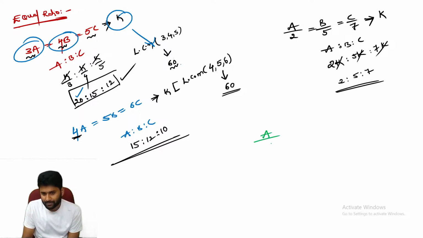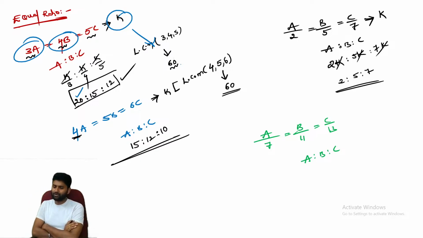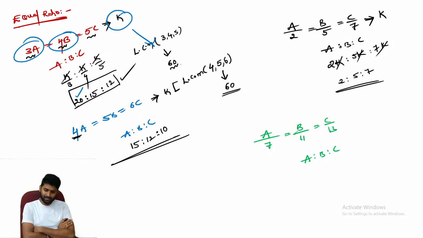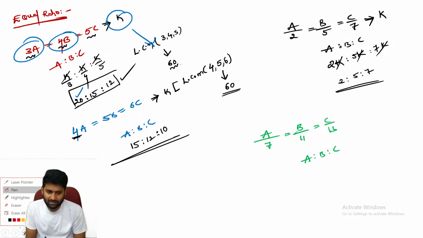Now, take A by 7, B by 11, C by 13. Make it simple. Don't go through the procedure. Just tell me what can be the ratio of ABC. It is all about observation. These are the major points in the ratio and proportion concept. These always help you in finding the value in different calculations.